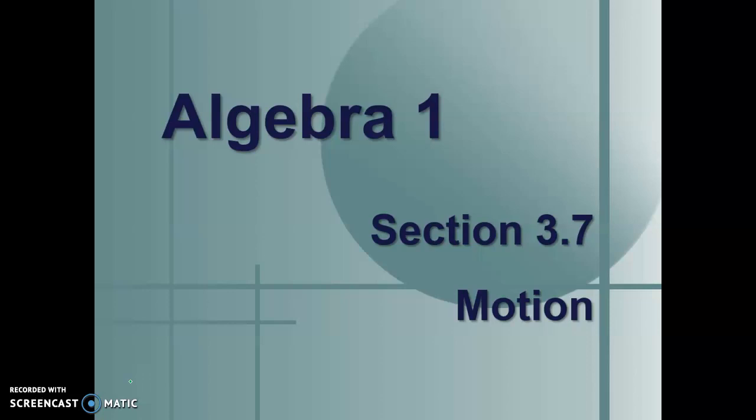So a lot of what we're doing in chapter 3 is taking these formulas that we've been given, whether it was a percent formula or the interest formula. We're thinking about what we know, plugging that into the equation, and solving for what we don't know. And these motion problems are going to be no different. You're going to learn a new formula. You're going to plug in what you know and solve for what you don't know.